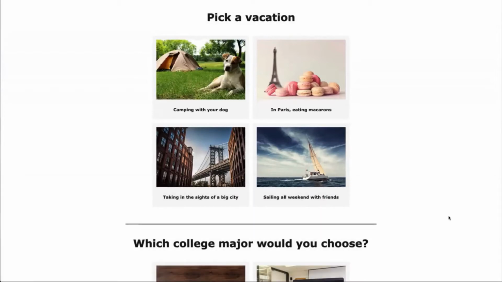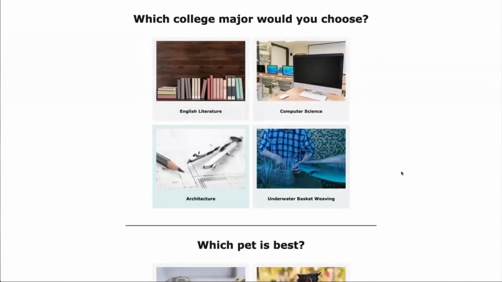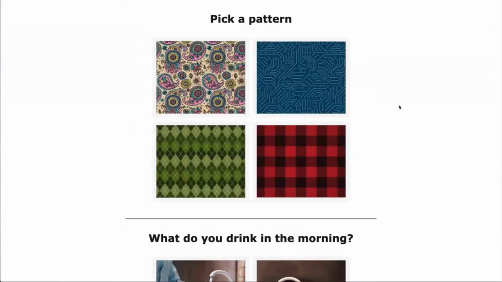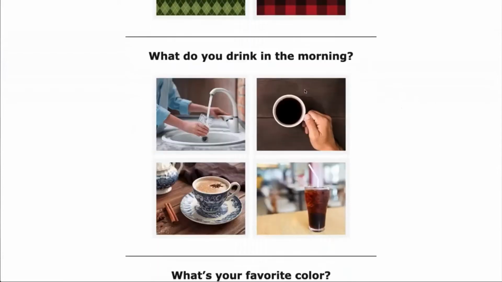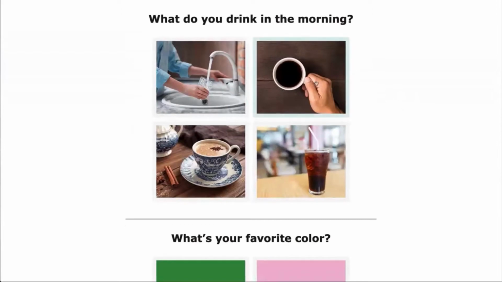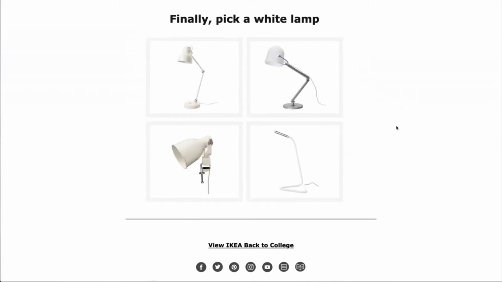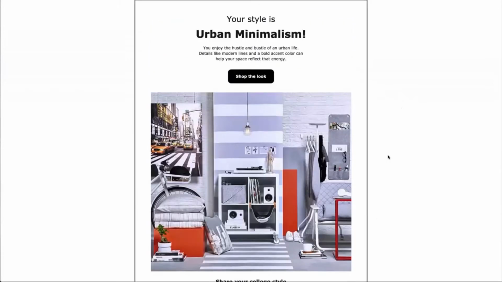So for this first question, it says pick a vacation. I definitely like the big city. Which college major would you choose? I was a history major, so I guess I'll go with English literature. Which pet is best? I'm a dog gal, and I do like the paisley. Coffee, for sure. And, ooh, I like this kind of gray here. This one's pretty neat. So I am urban minimalism.